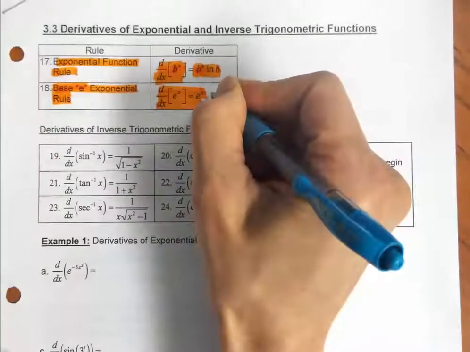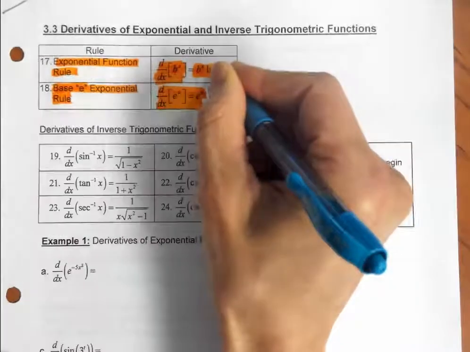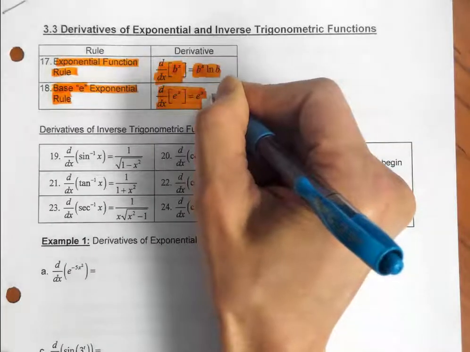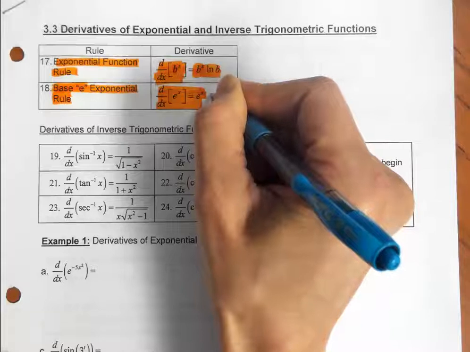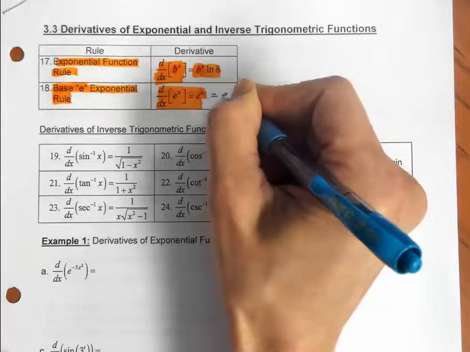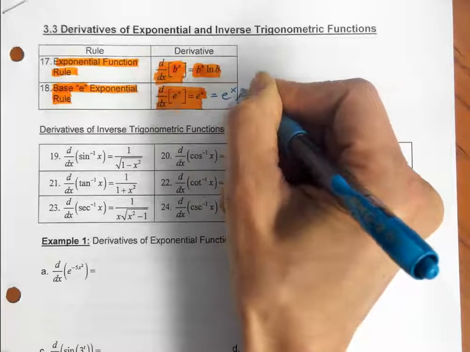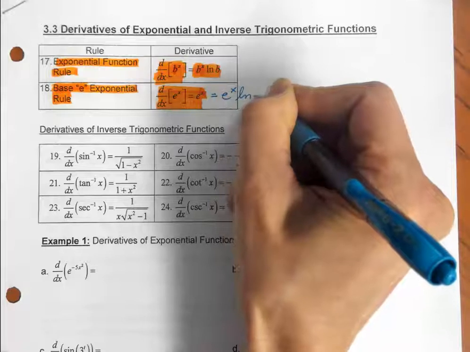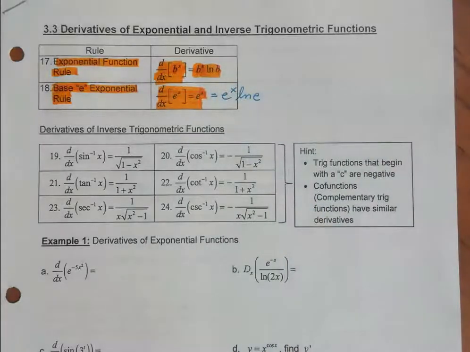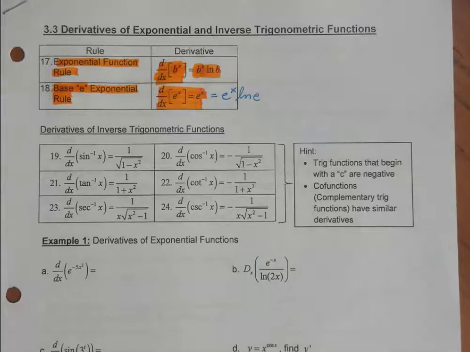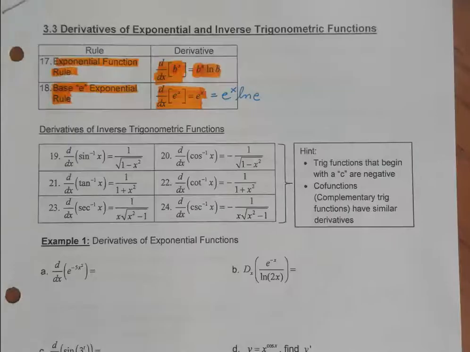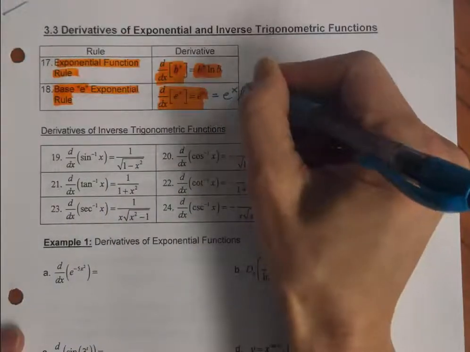If I apply rule 17 into 18, it should still work. So e to the x would become e to the x, multiplied by the natural log of e. Now, how come it's just e to the x? Natural log of e is 1. Yes, exactly. So this right here is equal to 1.